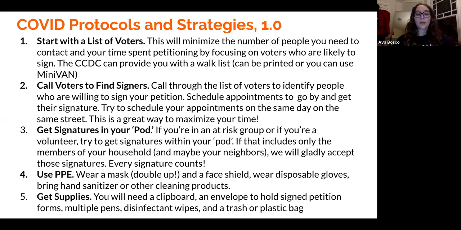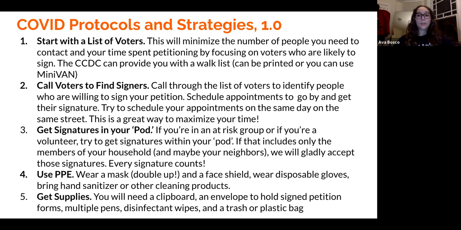The other option that we're also promoting is getting signatures in your pod. So if you're at an at-risk group, or if you're a volunteer and you do want to help, but you don't want to knock doors, just try to get signatures within your pod. So if your pod is just the members of your household, maybe a few neighbors, whatever it may be, we will gladly accept those signatures because every single one counts.